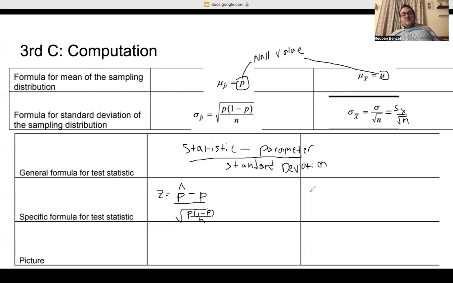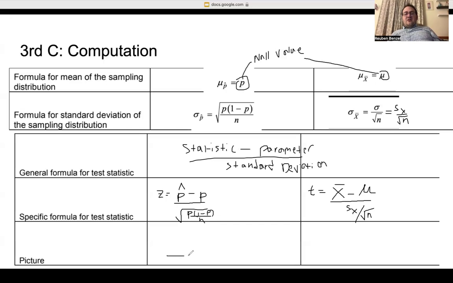And then for the general specific formula for the test statistic in the mean problems, you're going to do the sample mean minus the mean of a sampling distribution, which is the null value that you're testing. And you're going to divide that by Sx over square root of n.